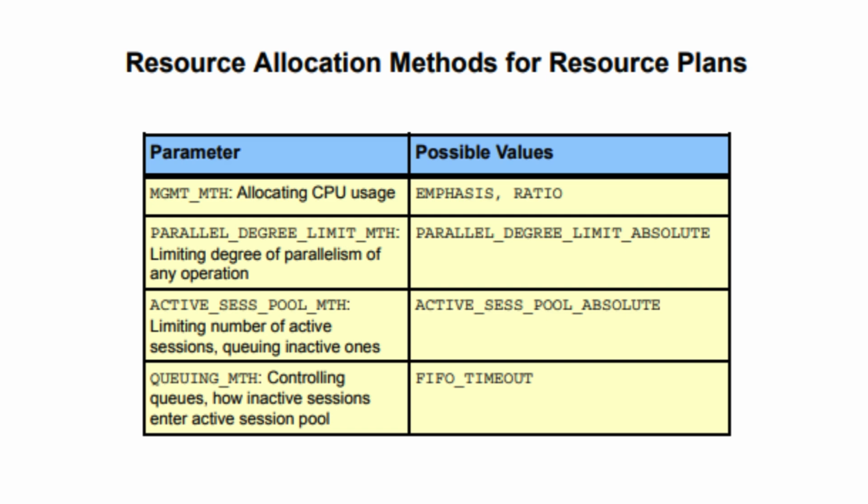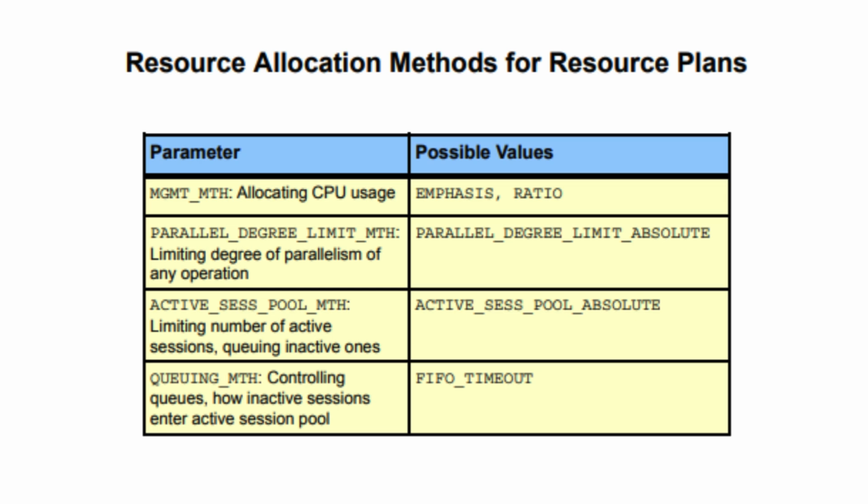Ratio is for single-level plans that use ratios to specify how CPU is distributed. PARALLEL_DEGREE_LIMIT_MTH limits the maximum degree of parallelism of any operation. This method can be specified only for resource consumer groups, not subplans. The PARALLEL_DEGREE_LIMIT_ABSOLUTE method is the only possible value, specifying how many processes may be assigned to an operation. If there are multiple plan directives referring to the same subplan or consumer group, the minimum of all the possible values is used as the parallel degree limit for that subplan or consumer group.